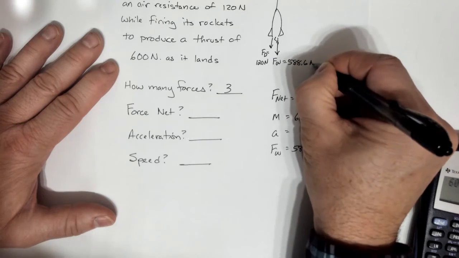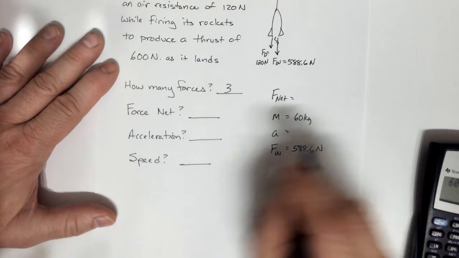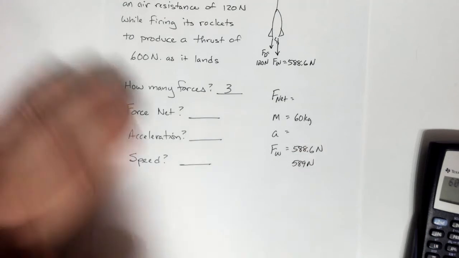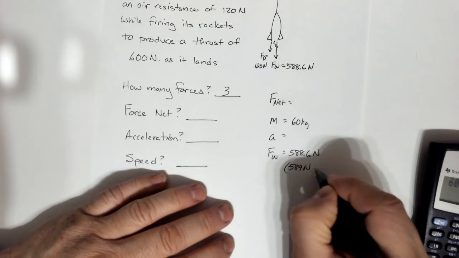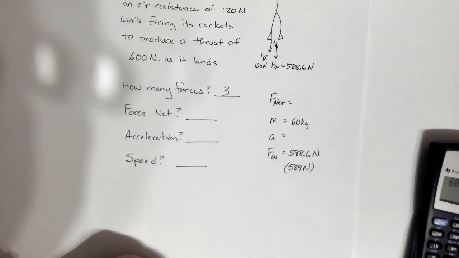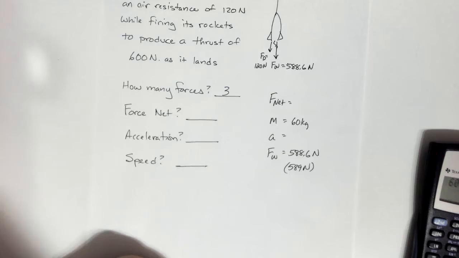588.6, and this is a newton number. And if you want, you can just call it 589, because that's 3 significant figures. That would be acceptable. I'm pretty sure in Positive Physics that's all they'd want to see. So I'm just carrying one extra digit for this moment.